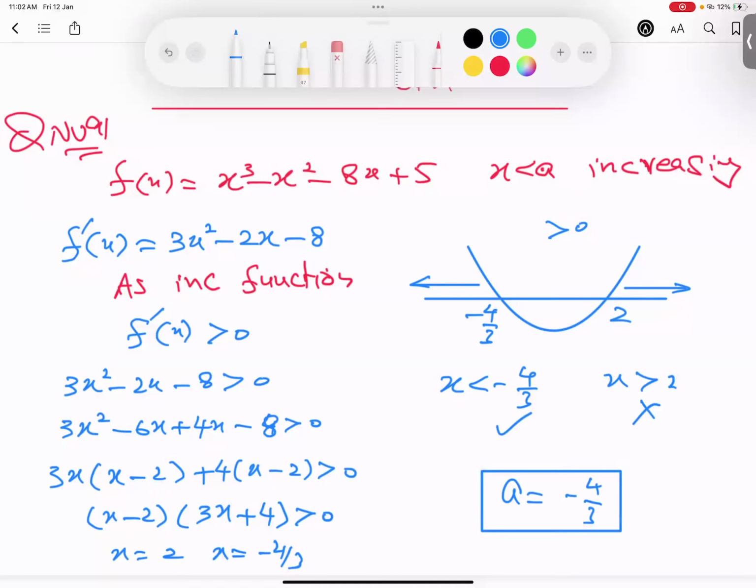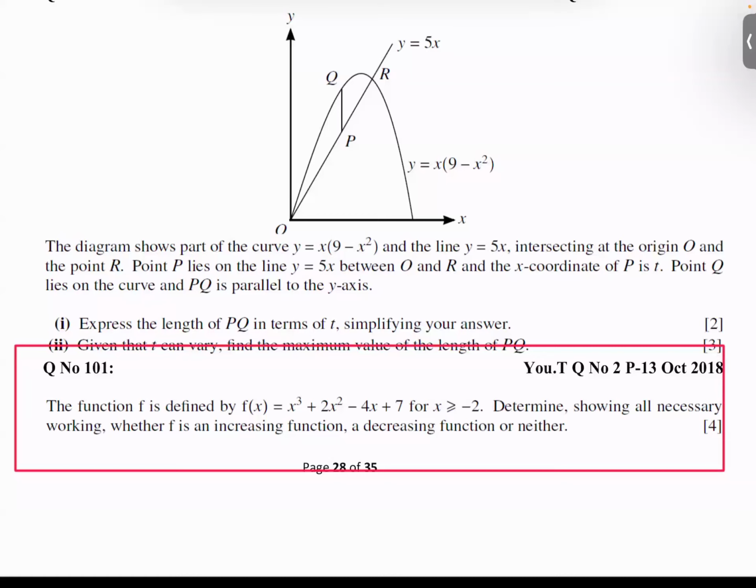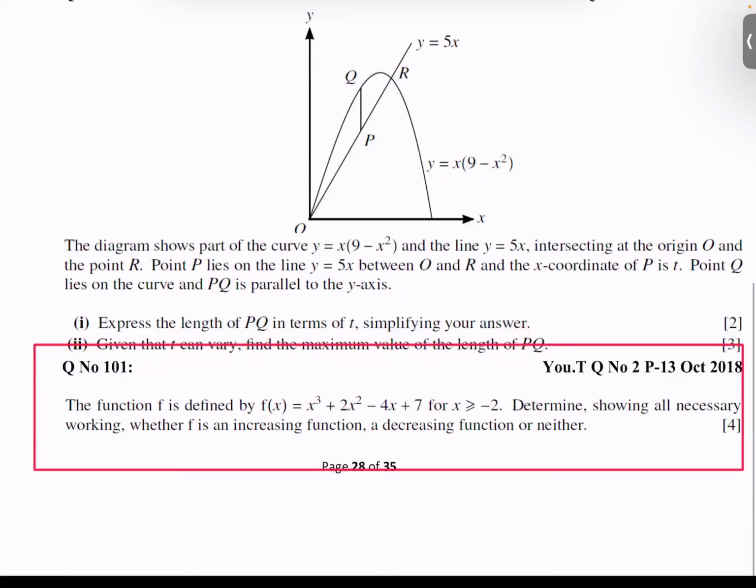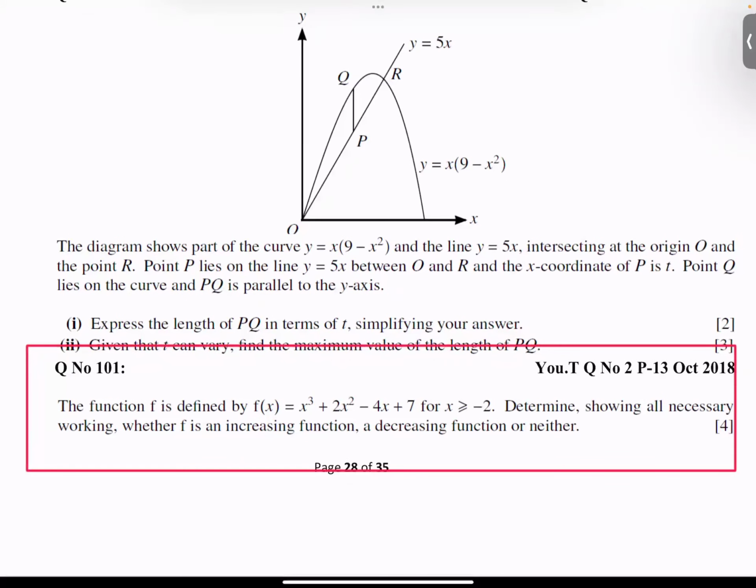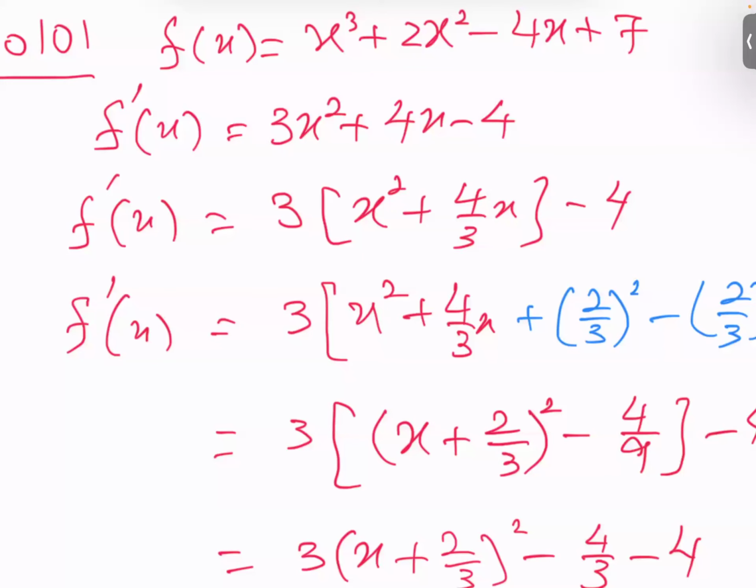Okay, so this part is okay. Let's go for the next question. Now this 101 is also one of the very good questions. He said, mention what this function is given. You can see, for x bigger than negative 2, determine whether the function is increasing, decreasing, or neither. Okay. So first, in this question, we should try for completing the square. Wherever power 3 comes and we have x square and x involved, we try our level best to go for completing the square. So please try yourself first, then I will do this question myself. Okay, students, I do this question myself.